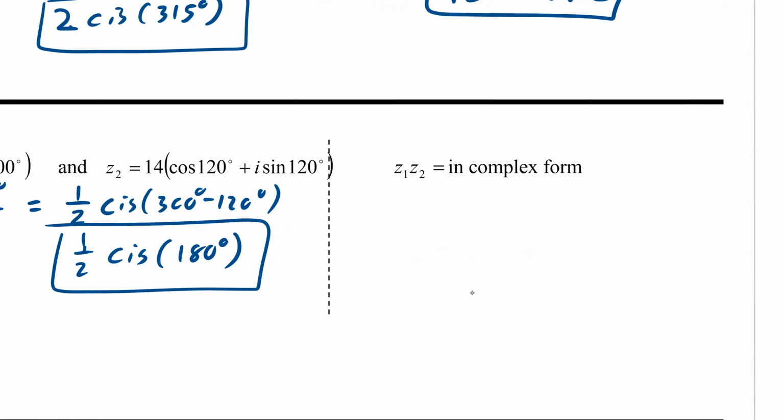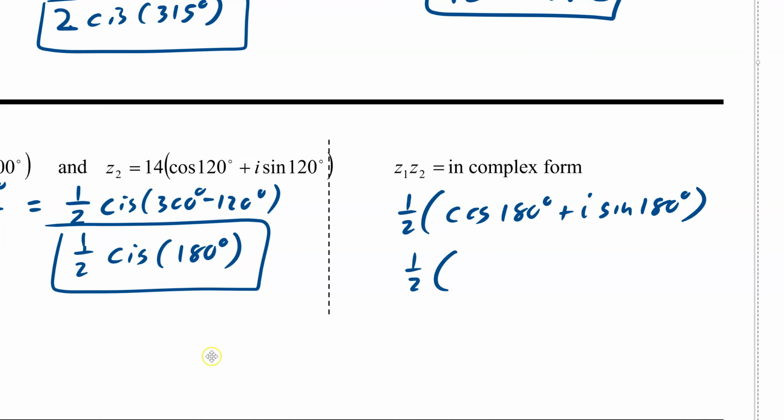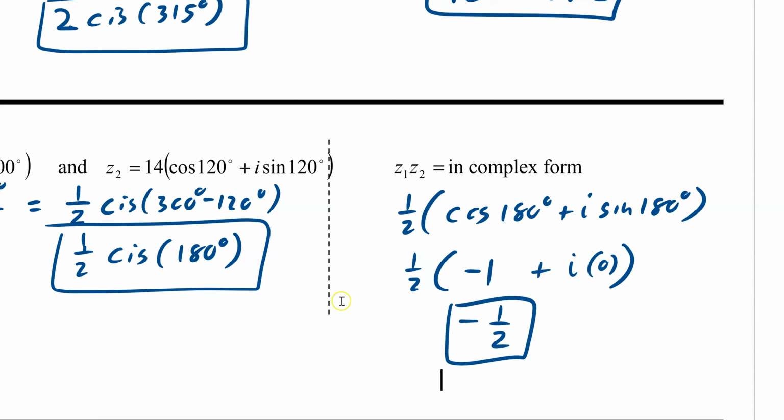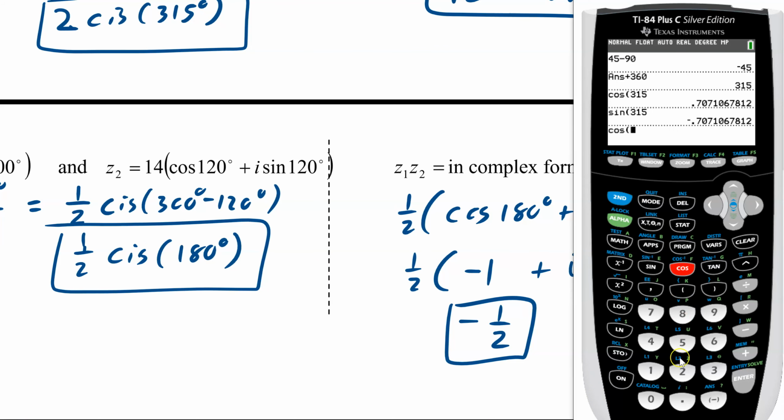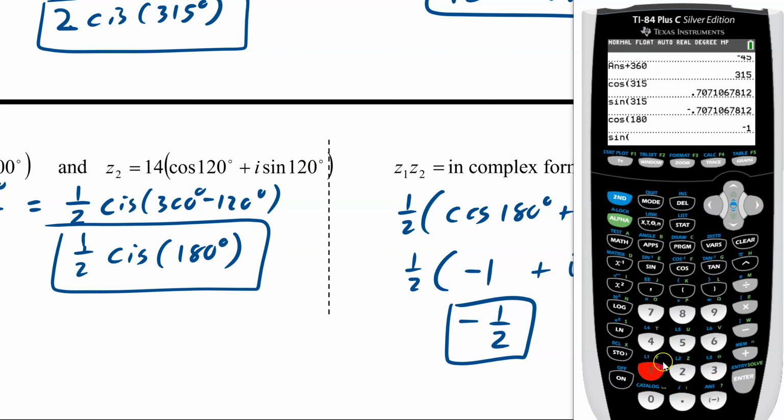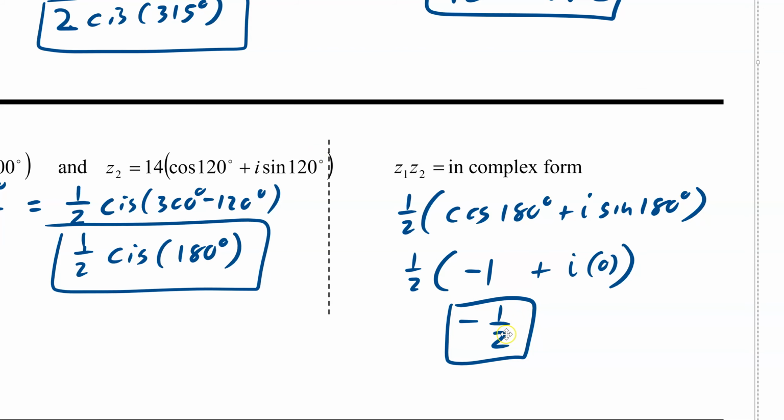So putting it back in complex, we just do 1/2 cosine 180 plus i sine 180. And so cosine of 180 is -1, and this is 0. So we end up with just -1/2. So it is a real number. Let's check it with our calculator. So cosine of 180, there's our -1. Sine of 180, there's our 0. It checks perfectly, so we get -1/2.